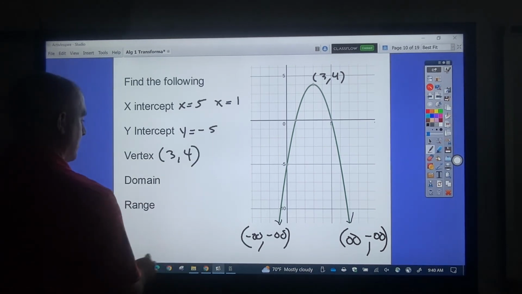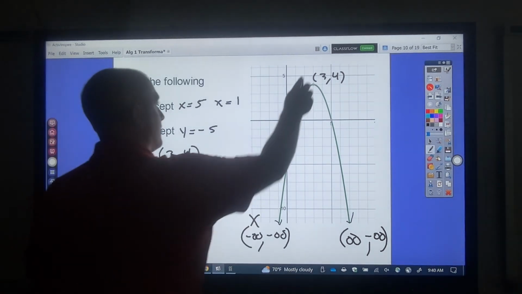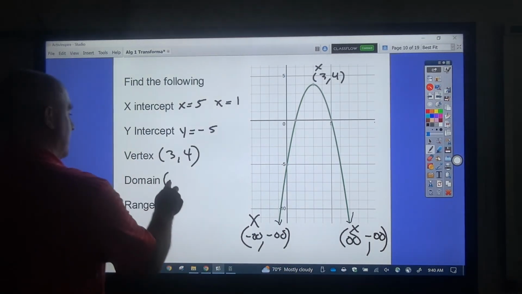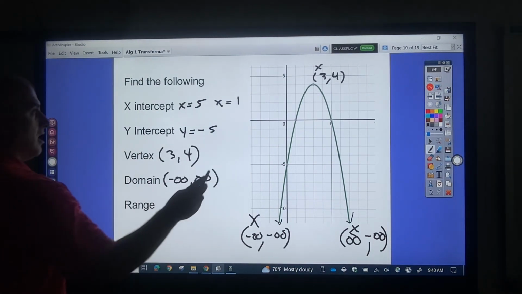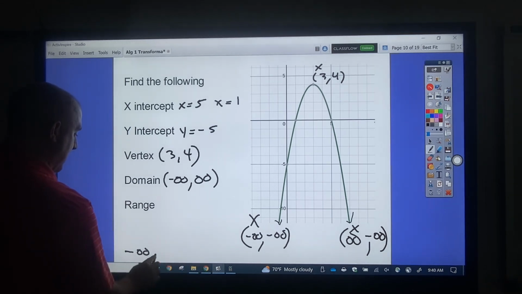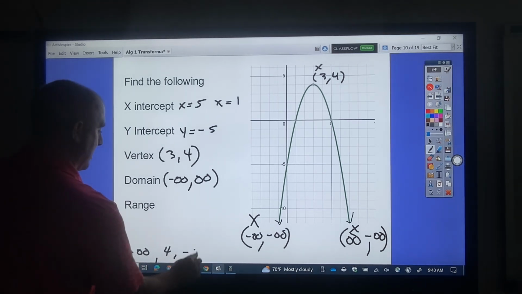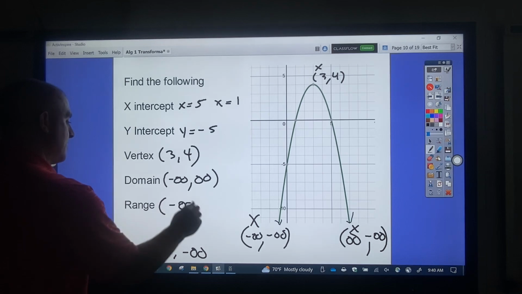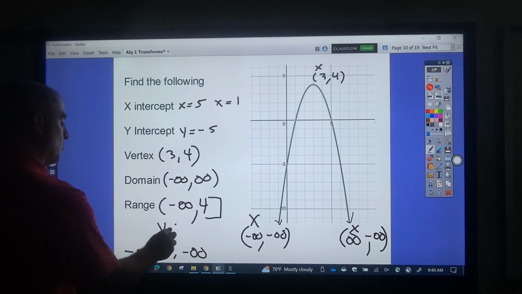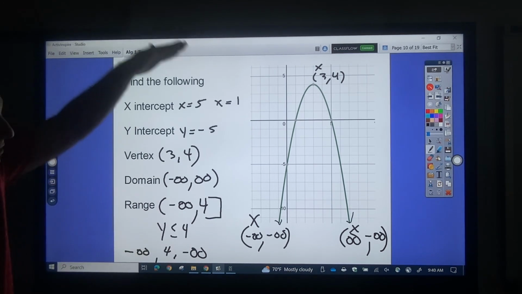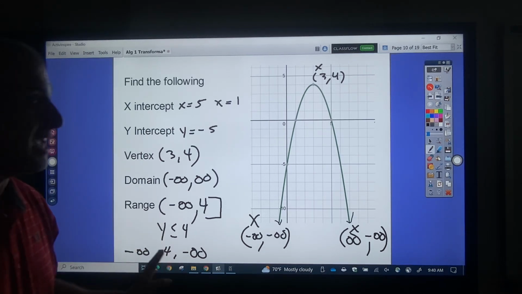My domain, I'm doing x values. Smallest x is -infinity, biggest x is positive infinity. That's all real numbers. My smallest y's, I got -infinity, I got 4, I got negative infinity. So that's negative infinity, your biggest would be 4, so that's a square bracket. So that's going to be y is less than or equal to 4 because the graph goes down. You can see either example.